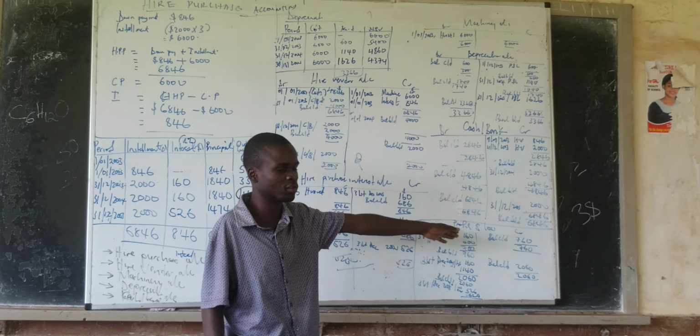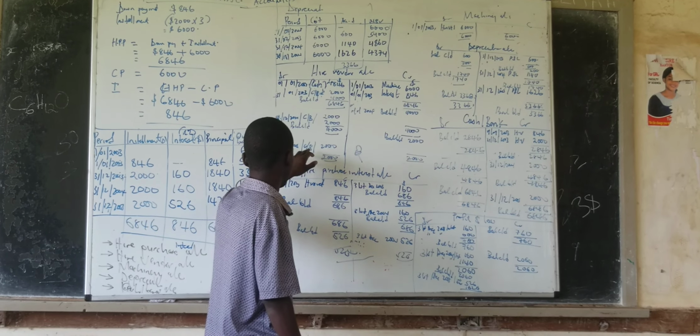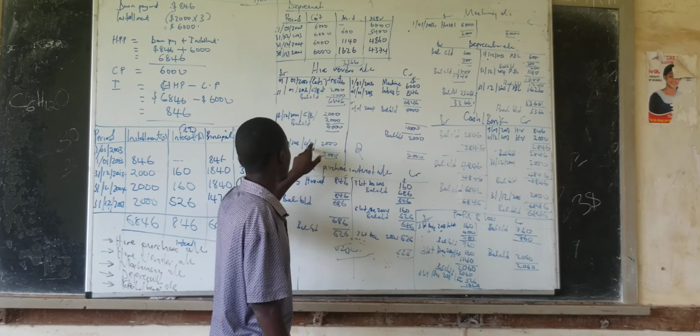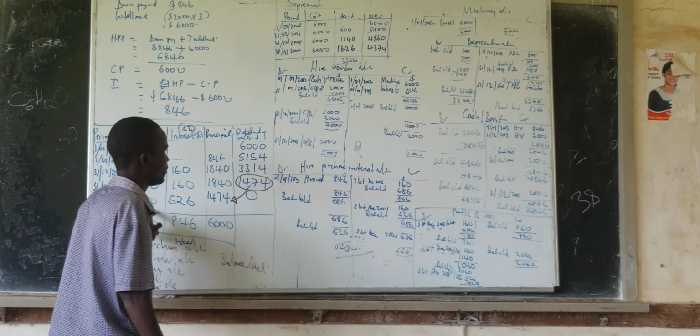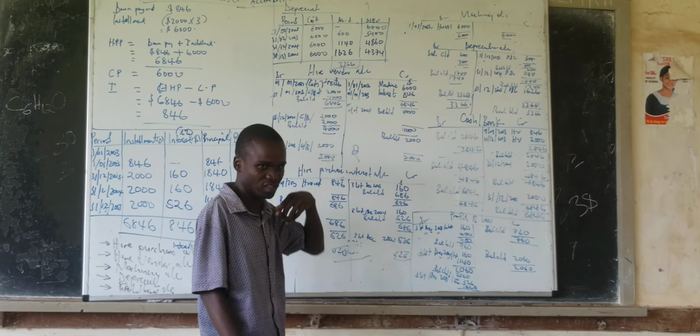You keep on balancing off those accounts. Then on 31st December, you pay the cash or bank 2,000. Here, remove this 2,000 because this hire vendor is receiving an amount.